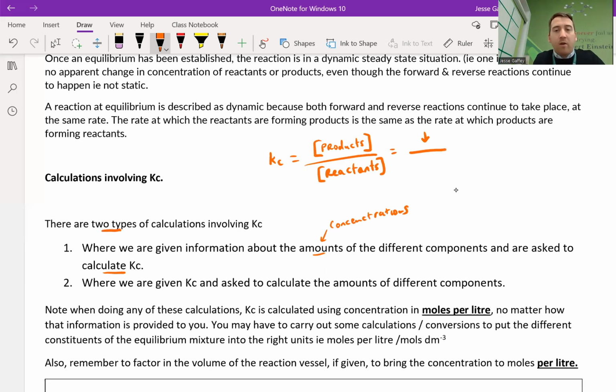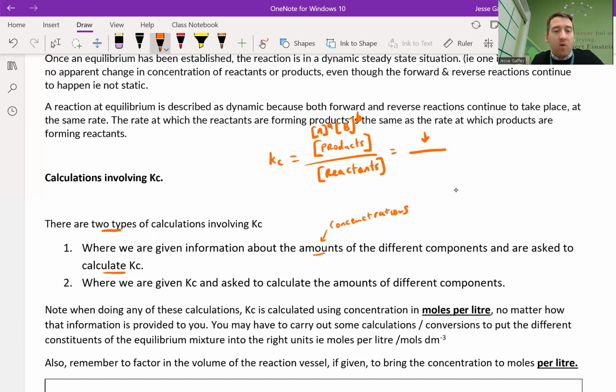What's the constant number? And we know it's a little bit more complicated than square brackets products over square brackets reactants, because we also have to take the molar coefficients into account. So you saw how we would often have a to the power of a times b to the power of b, and so on. I'm not going to do all that again. If you don't know what I'm on about, you need to watch the other video first, on how to write Kc expressions. But once we know how to do that and we write our Kc expression, then we can put our information into this equation and calculate this. That's the first type of calculation. That tends to be the easier one, to be honest.